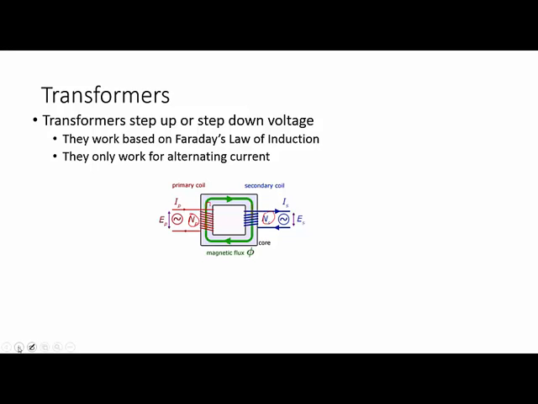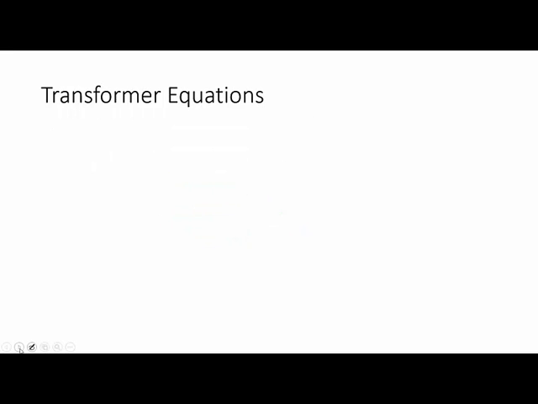It is important to notice they only work for alternating current, because if this is direct current, then this creates a constant magnetic field and nothing changes, so we're not going to have any changing flux, and it's just an electromagnet at that point. Okay, so the transformer equations are pretty straightforward. Let's take a look.